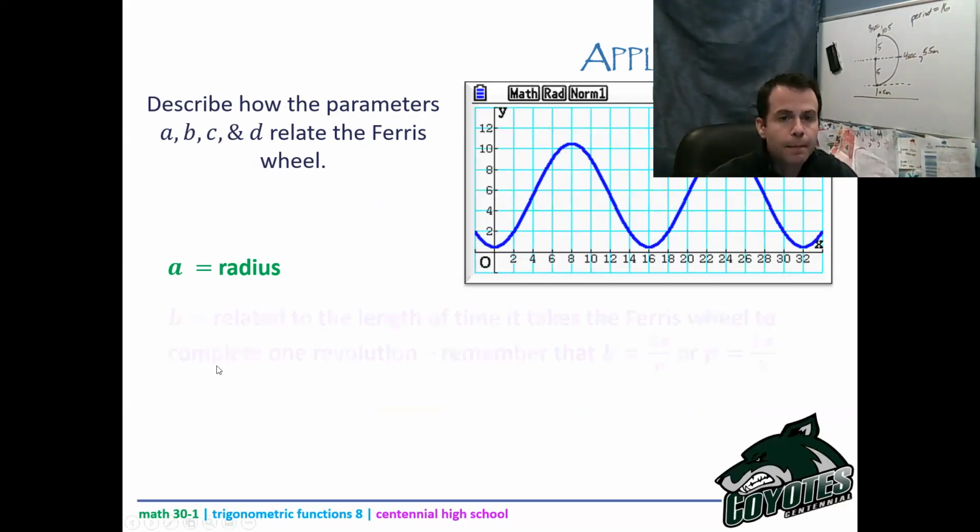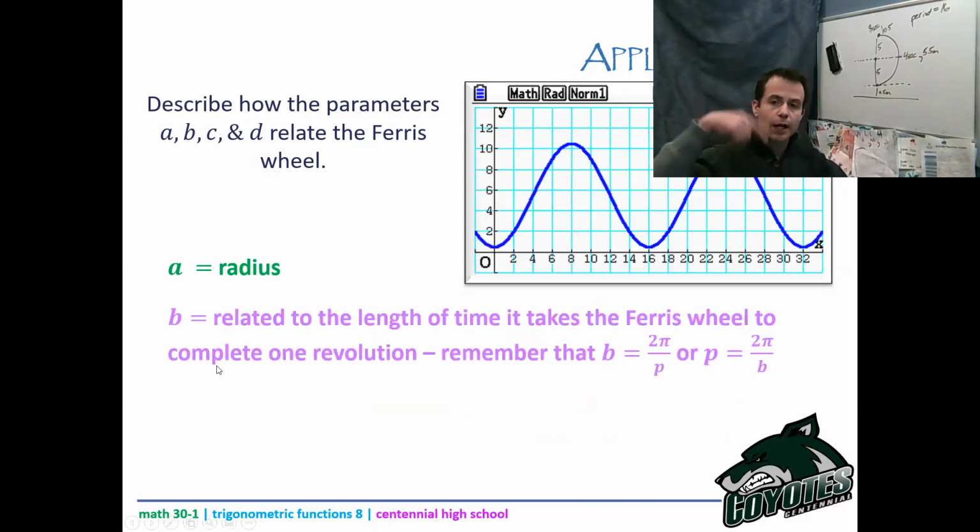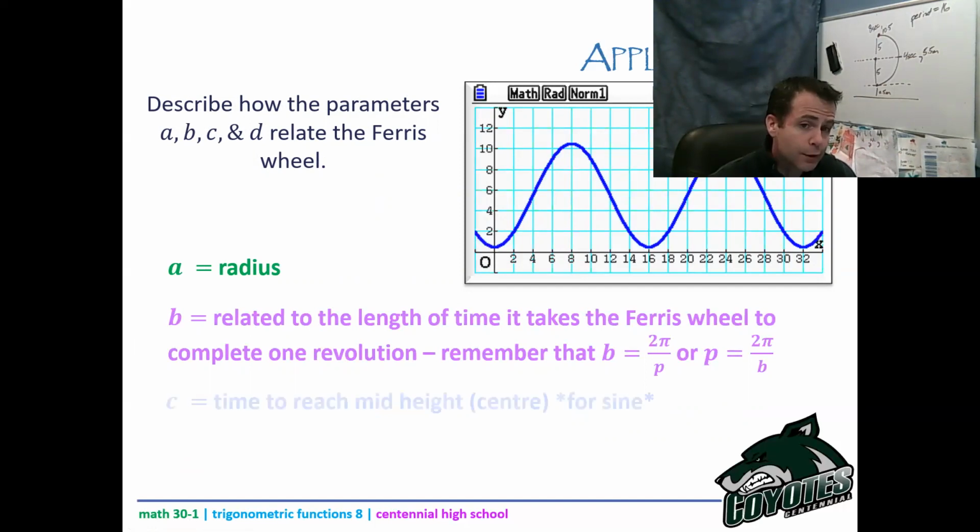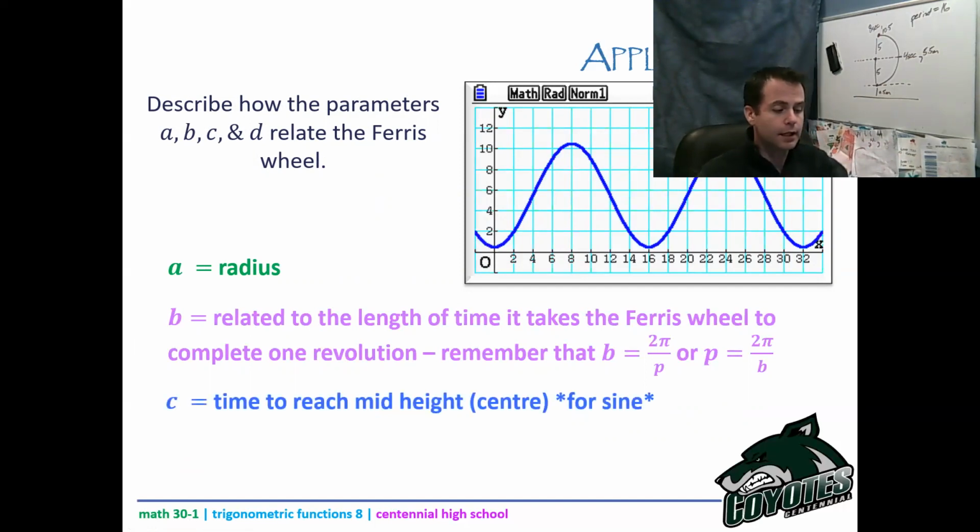So we're going to say that B is related to the length of time it takes the Ferris wheel to complete 1 revolution. Remember that B is 2 pi over P, or P is 2 pi over B. Now, for the sine graph, we had a phase shift of 4 seconds. In the context of this Ferris wheel, that is the time it takes to reach mid-height, because I started at the bottom height.